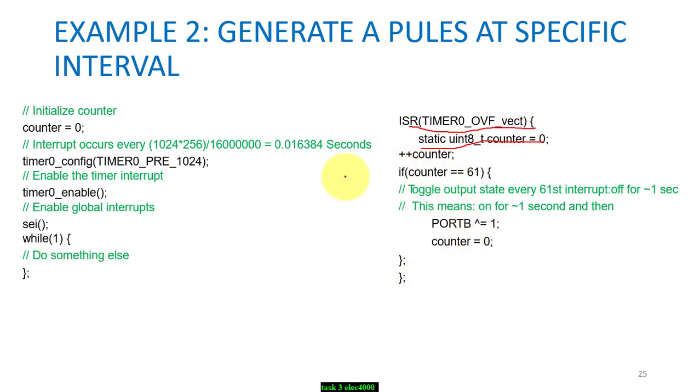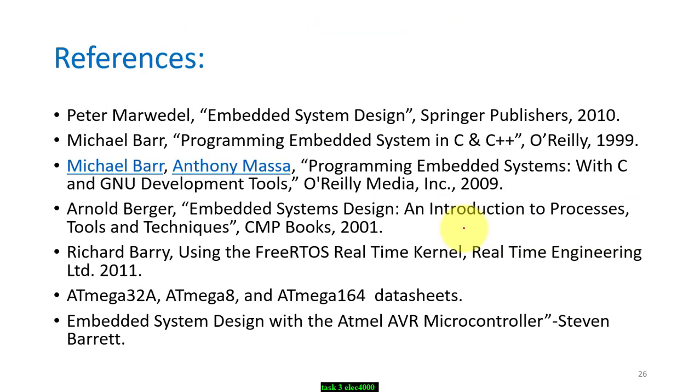So every time the timer overflows, the program will come here and increment the counter. Then, is the counter equal to 61? No. Then continue, and every time we get an interrupt, we are going to increment until we reach 61. Then we are going to toggle our value. This is mainly the idea of interrupts and timers and counters.